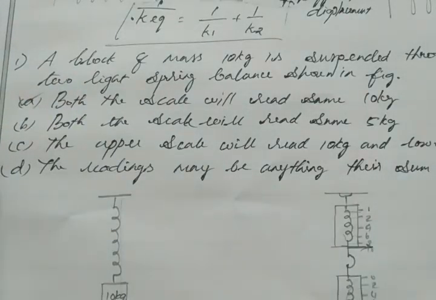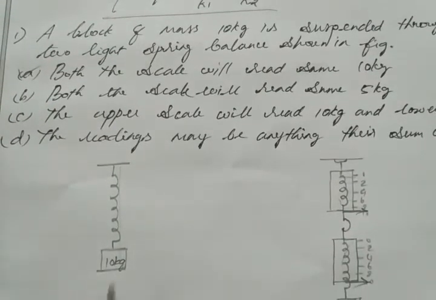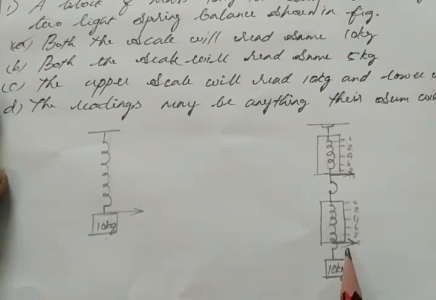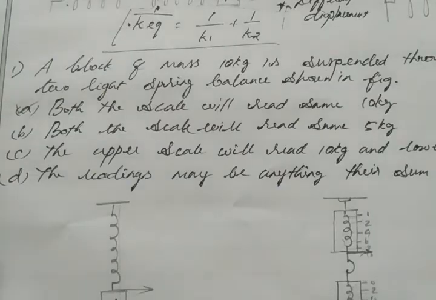Why? When springs are connected in series, they experience the same force. When both the springs experience the same force, then the summation will be like this. The spring shows the 10 kilogram of scale. In this scale, both the springs show the same reading of 10 kilogram. So option A, both the scales will read the same 10 kilogram, is the correct option.